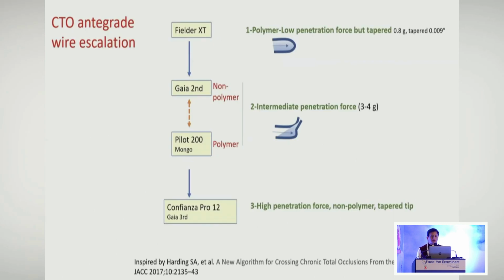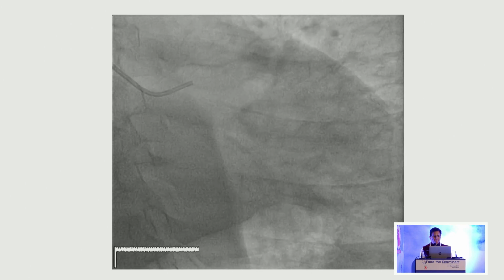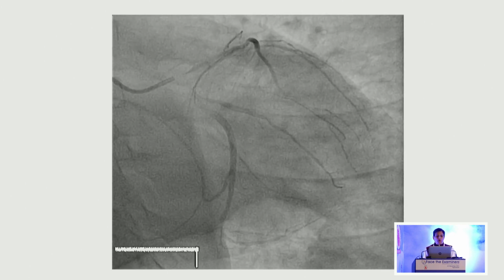Okay. And of course, CTO, I don't want to really go through all those things, because this is not something to start with. Don't start with a CTO ever in your practice at the beginning. But okay, this is how you go up: with the Fielder XT, you start off, Gaia second, and Pilot, and Confianza is the last one. So skipping a few slides, I just told you how the wire helps. Now this is the case which we did just 2 days before actually.